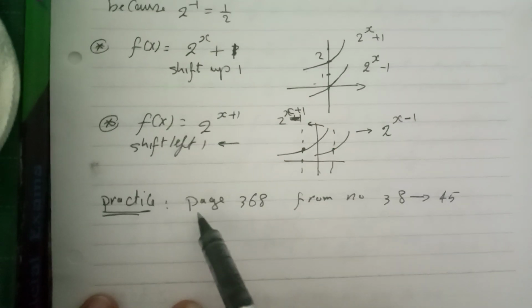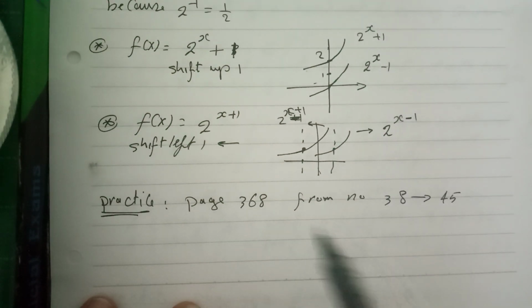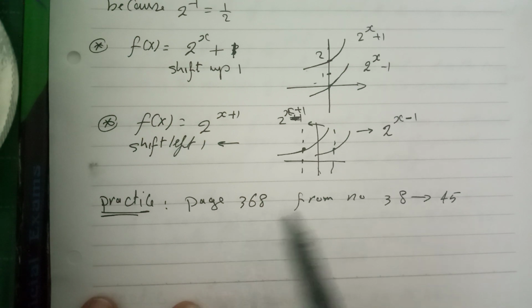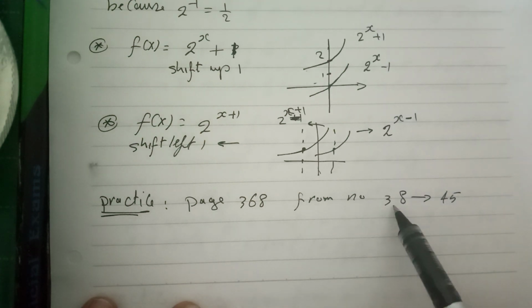In this part we have an exercise on the same page, numbers from 38 to 45. Let me give you some examples from this part of the exercise.